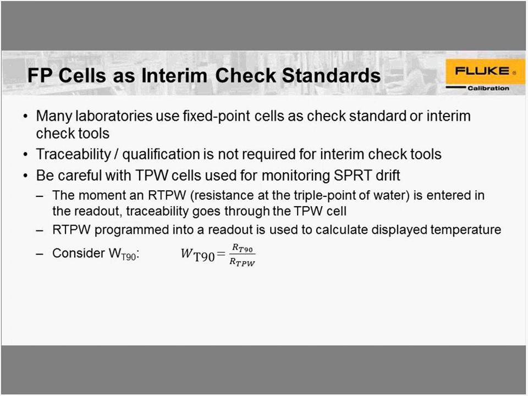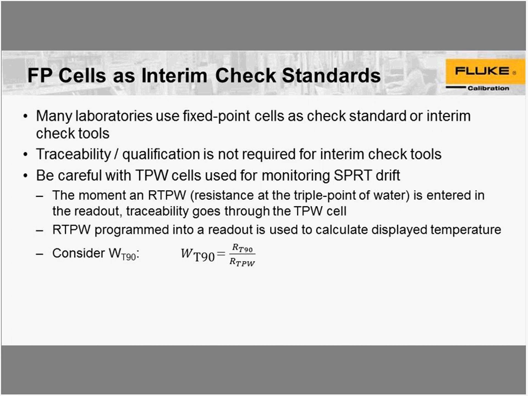We get a lot of people asking us, what if I just use a fixed point cell as a check standard? Fixed point cells are a very good check standard, as they provide a very consistent, unchanging source of temperature. Our answer is, if that is all you're using the fixed point cell for, for example to monitor drift of a PRT, then traceability is not required, as long as you don't have a situation like with the triple point of water, where for an SPRT you not only monitor the drift, but you also program a newly measured RTPW into the readout.